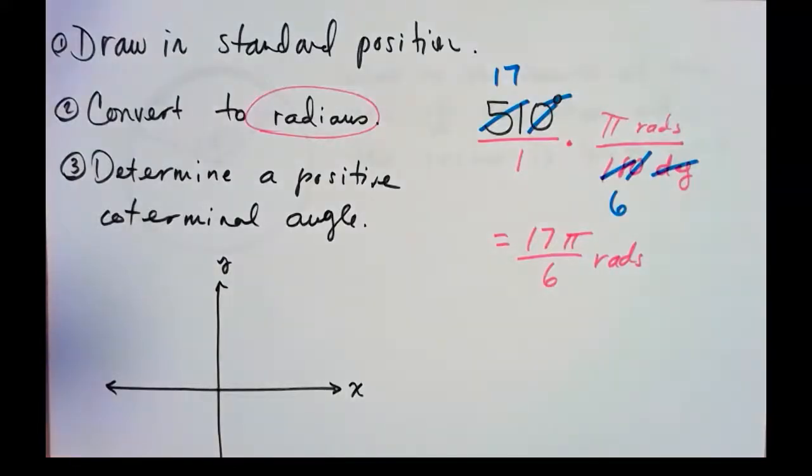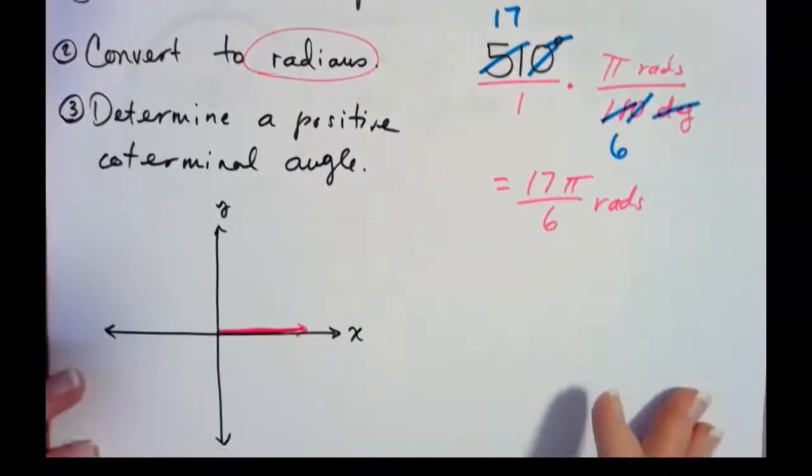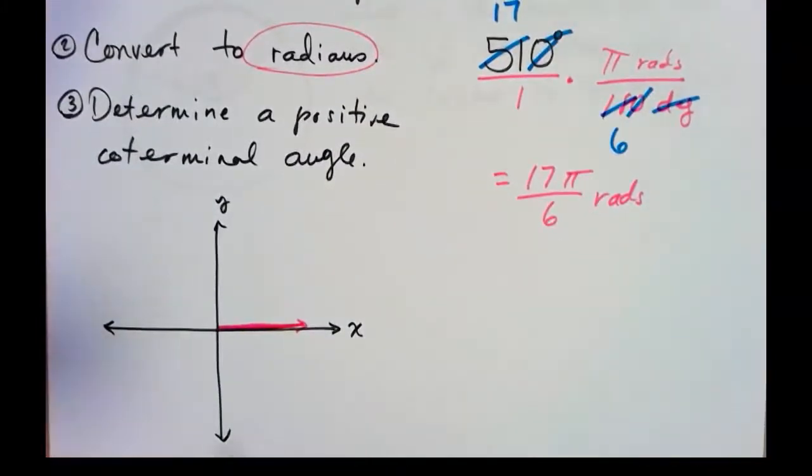So we're going to put this in standard position. Remember, standard position always starts on the positive side of the x-axis, so that's our initial side. And then we're going to rotate. Now 510 degrees is obviously all the way around one time plus more.